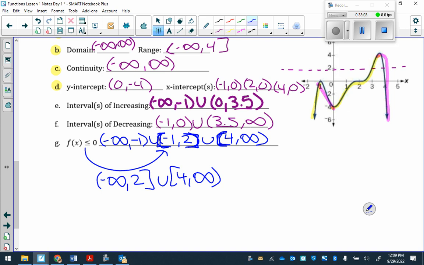Questions? So overall, increase, decrease, positive, negative, you're just looking at the x values. Again, you're describing the domain in pieces. So intervals of continuity is looking at the pieces, but now we're describing again increasing, decreasing, positive, and negative. All right?